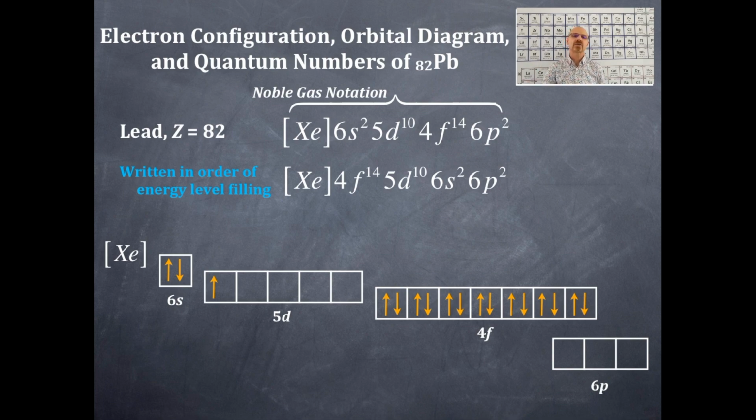Now I go back to the d's and I fill in the d's as appropriate. Again, I have up arrows half filled first before I start backfilling them. And now we're backfilling them. Hopefully that makes sense. Now I'm still not done because I got that 6p to deal with. And I got a 6p1 and a 6p2. So that is the orbital box diagram for lead. That corresponds to the top electron configuration which we drew. You could have drawn out the orbital box diagram of the bottom one, the energy level filling. That would be perfectly fine.